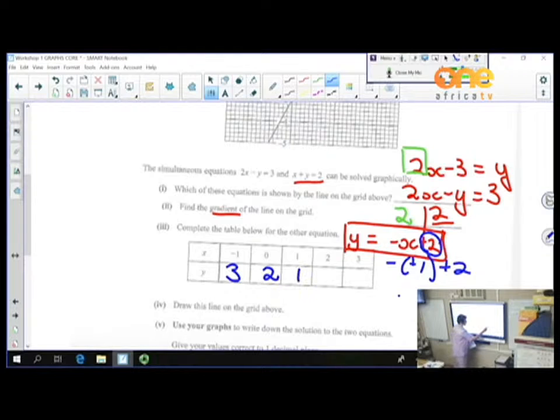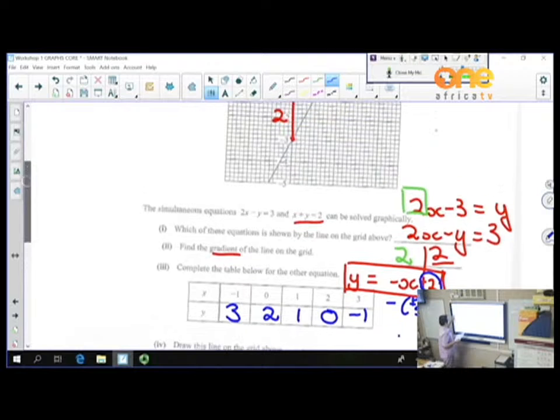If we substitute a 2 in there, -2 plus 2 is 0. And if you substitute the 3 in there, -3 plus 2 is -1. So we must make sure that our table is correct to draw it. So now we're going to draw the line on the grid.